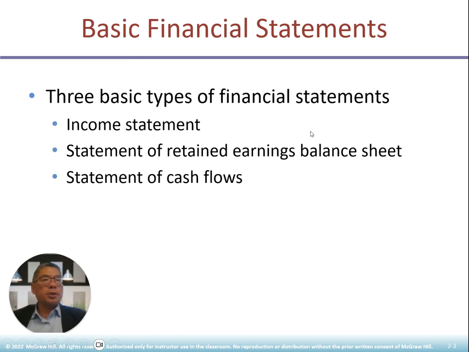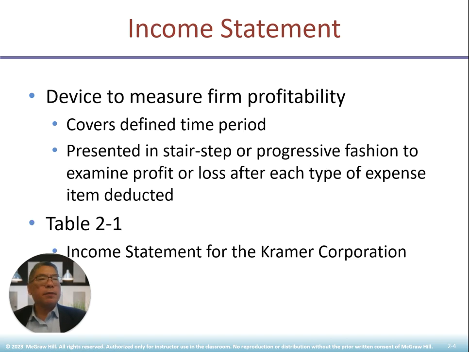basic financial statements? There are three of them. The first one is called the income statement. The second one is called the statement of retained earnings, and the balance sheet. The third one is the statement of cash flows. Let's examine the first one, the income statement. It is a device to measure the firm's profitability.